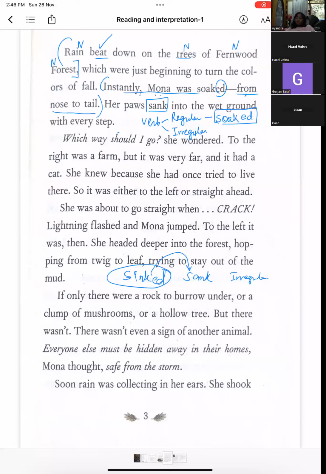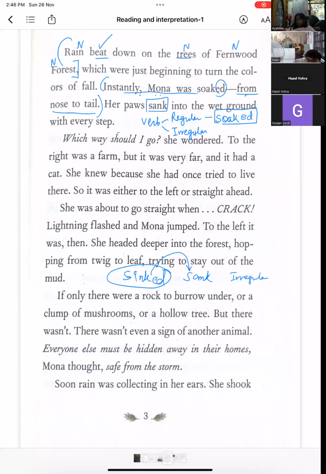Instantly, Mona was soaked from nose to tail because it was raining cats and dogs. Her paws sank into the wet ground with every step. Pay attention to the details that's mentioned here, okay? Kian, we have just started, okay? I just read the first paragraph.